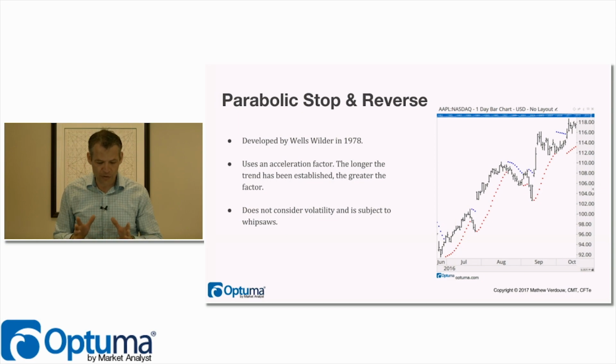Now, Wells Wilder's theory was this whole thing of trends. Basically, they have a certain amount of life. You know, there's only a certain number of days where a trend is going to continue going up higher and higher and higher until we get some sort of reaction. And that's what this tool tries to capture. The longer we go, the faster it gets up closer to price, and then reverses on that. And you can see how that tool works there.